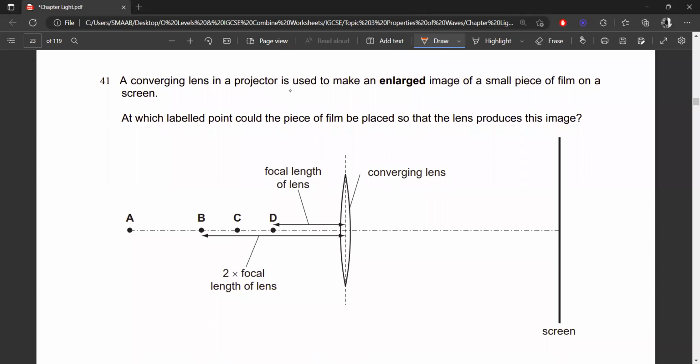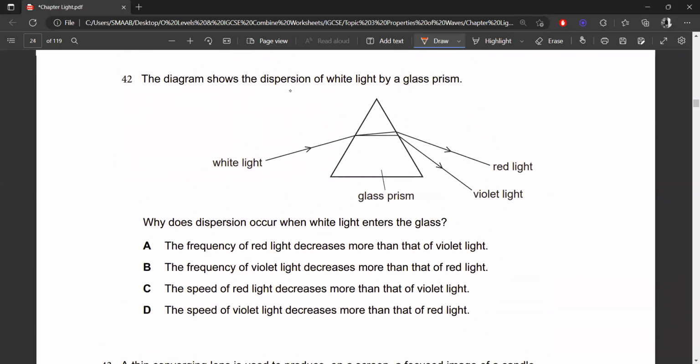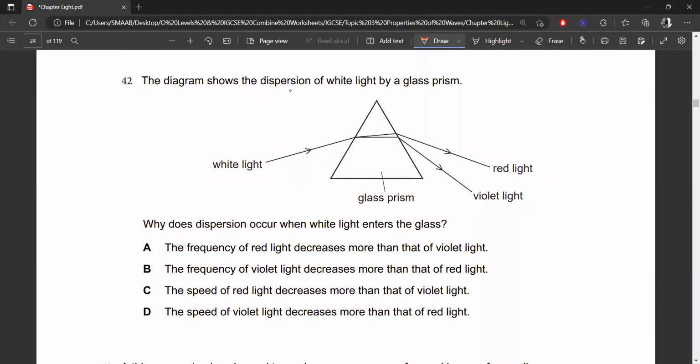41. C. At which labelled point could the piece of film be placed so that the lens produces this image? Okay, C is the right one. 42 is again related to the prism, but now they are talking about the frequency and speed.